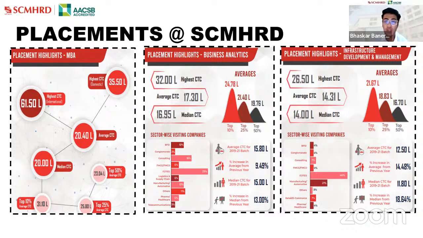and many more. For the infrastructure development and management batch, the highest CTC was 26.50 lakhs, whereas the average CTC for the batch was 14.31 lakhs, and 14 lakhs was the median CTC for the batch. Again, you can see there have been a lot of various sectors coming in to hire people from the IDM batch. And you can see that there's a huge increase of approximately 14.5% over the last year in the placements for the IDM batch, which is a huge increase. So all the batches have been showing a constant increase every year, and the placements have a great record at SCMHRD. Can we have the next slide?